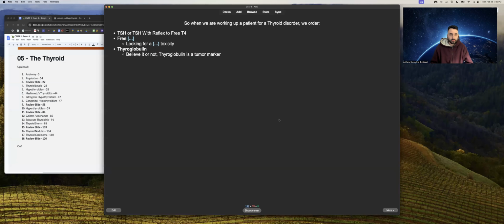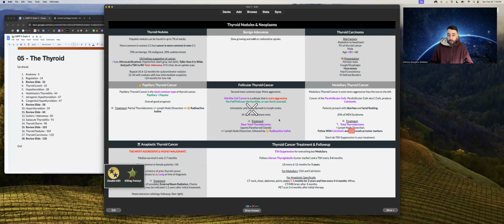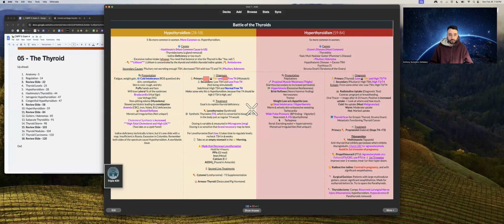Very good. So when we're working on a patient with thyroid disorder, TSH and free T3. So we're looking for T3 toxicity. Okay. Follow with calcitonin and CEA levels. Those are going to be, it's really important. Those are our tumor markers for medullary thyroid cancer, calcitonin and CEA.